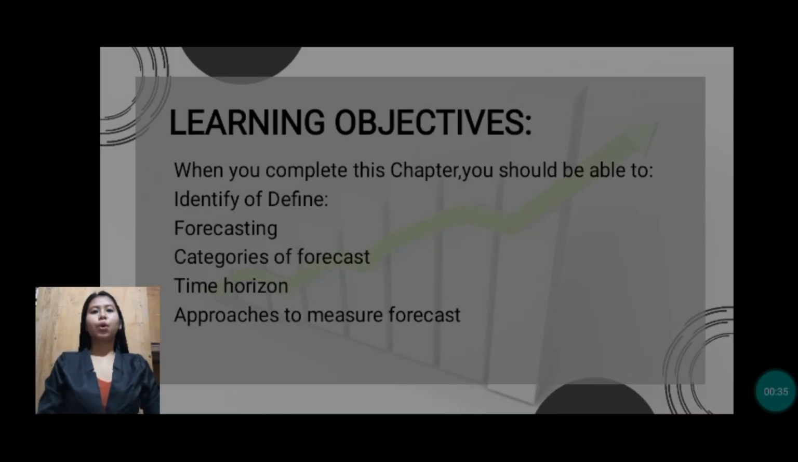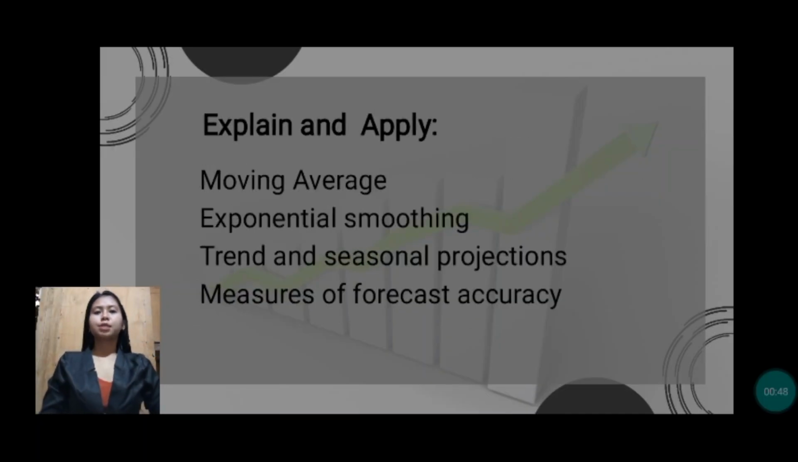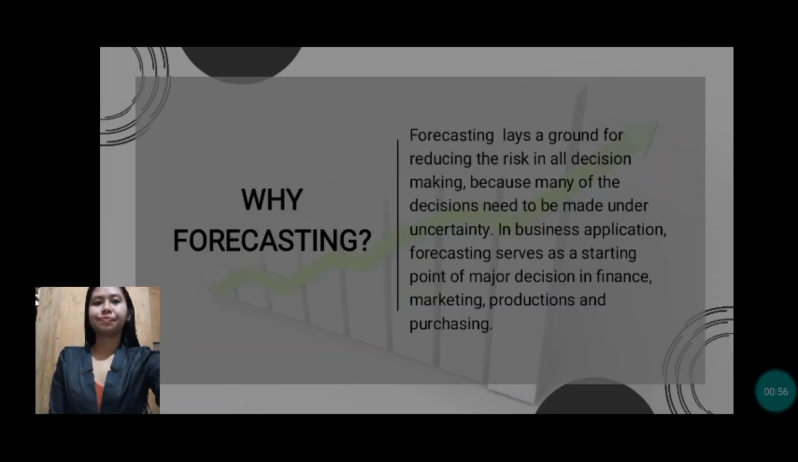So, learning objectives. When you complete this chapter, you should be able to first identify or define forecasting, categories of forecast, time horizon, approaches to measure forecast, and explain and apply moving average, exponential smoothing, trend and seasonal projections, measures of forecast accuracy.